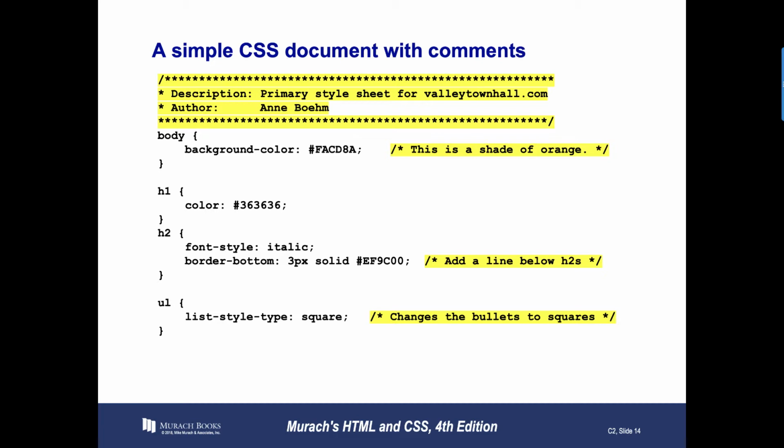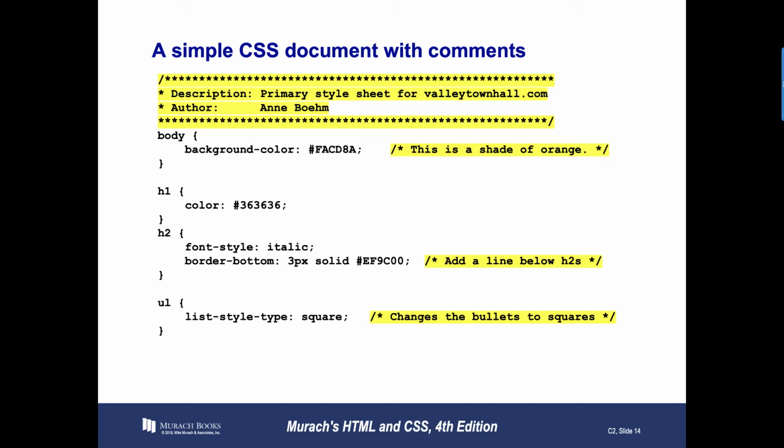And then you have, let's see, body as the selector. So what this selector is saying, hey, in that HTML document that's linked to me, the style sheet, set the background color to that color right there. Okay, it says it's a shade of orange. And notice too how you can place comments to the right of a declaration, just like I did right there.